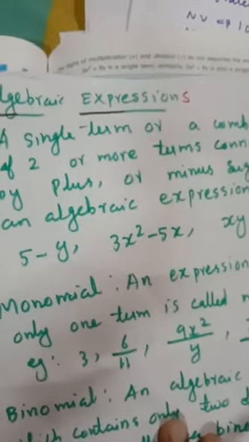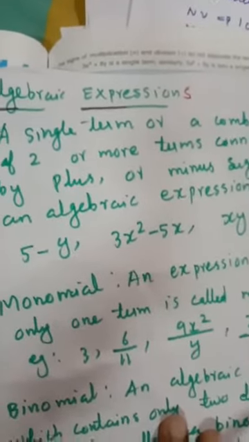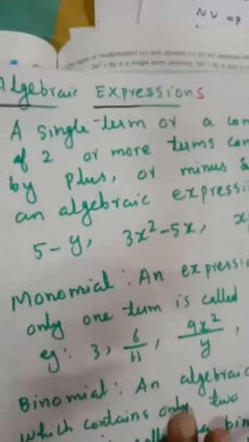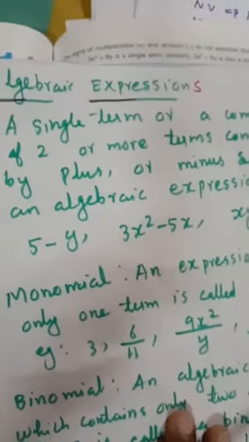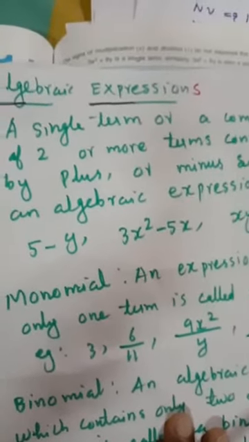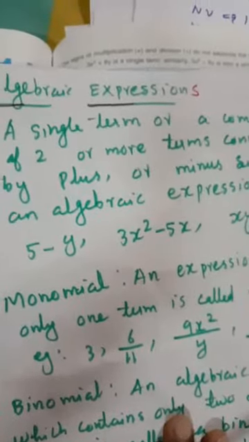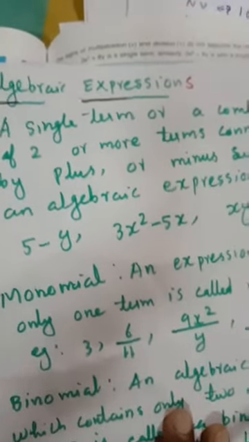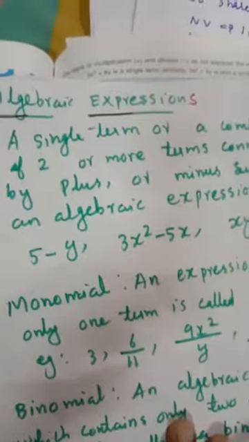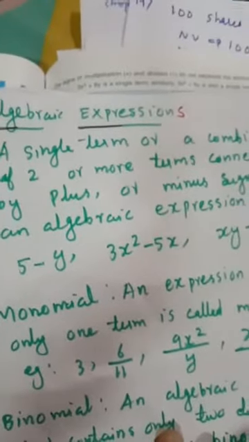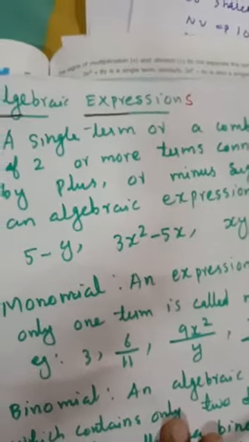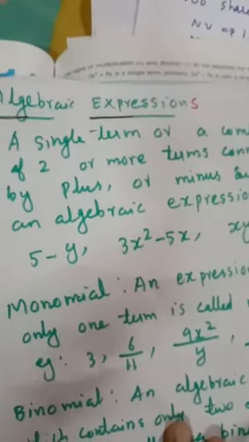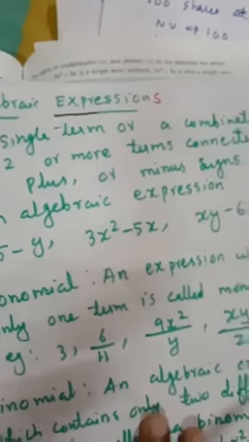A single term or two or three terms connected by plus or minus sign is called an algebraic expression. Division and multiplication are not considered, only the addition sign and the subtraction sign, that is the plus sign and the minus sign.